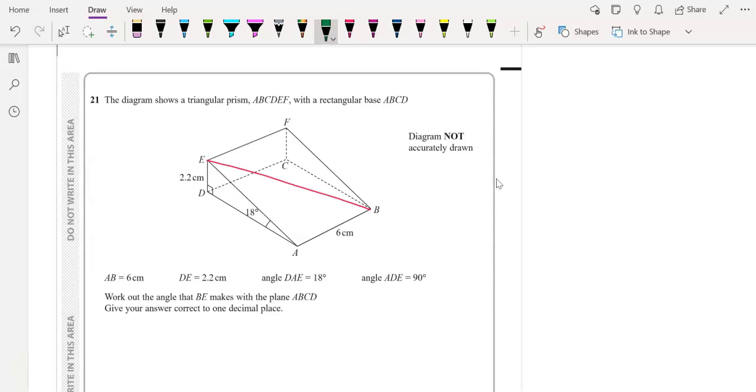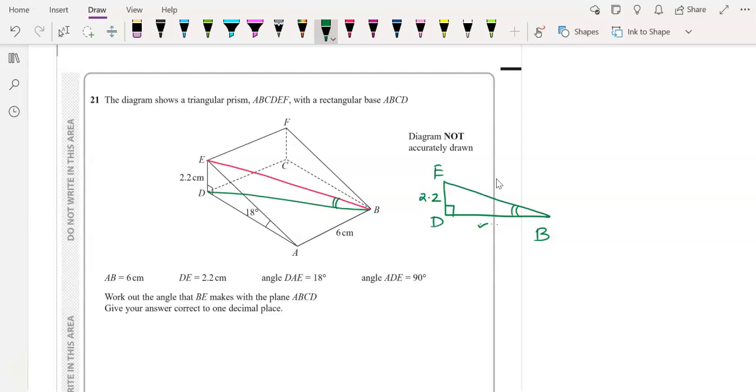Base ABCD, okay, so the angle will be between the diagonals. So I need to find this angle. To find this angle, in triangle EDB, we know ED is 2.2. If I know one more side, suppose I find side BD, then with these two sides I can use the tan ratio and get the required angle. So our objective is to find the length of side BD.